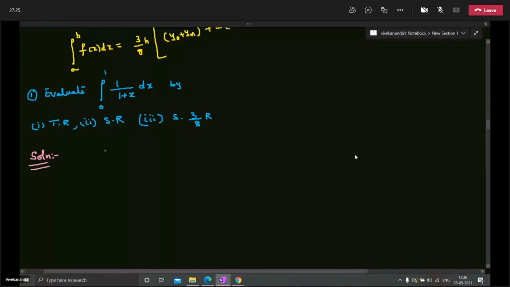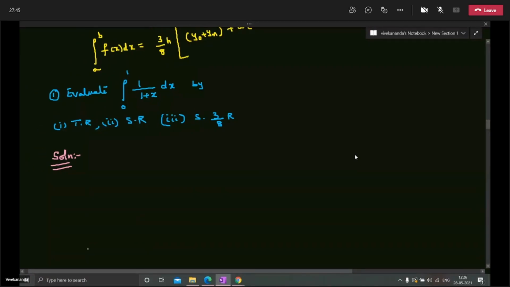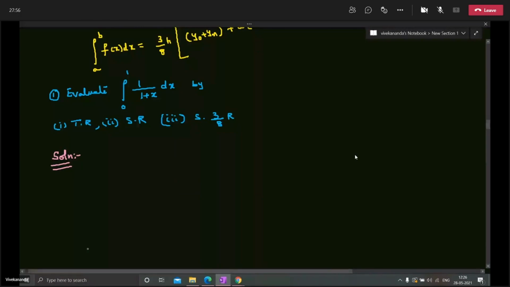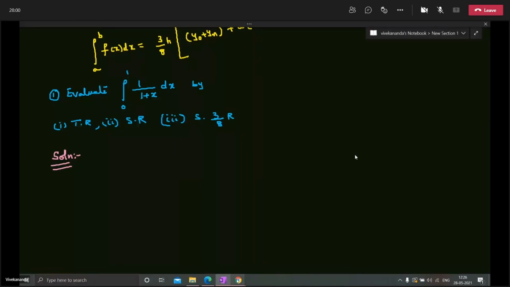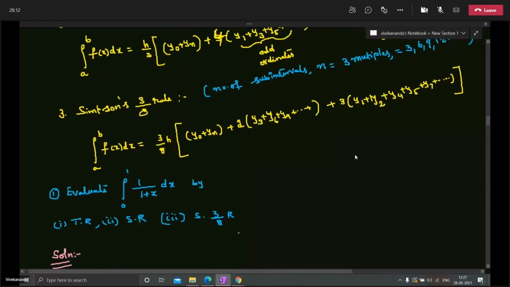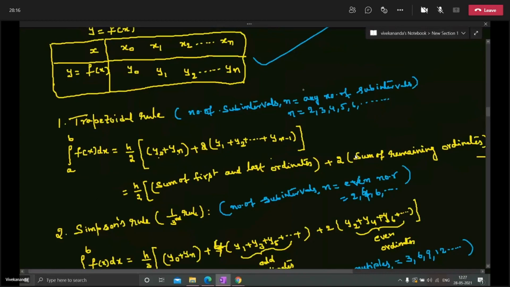So tell me, buddies, for the trapezoidal rule, how many subintervals do you require for applying the trapezoidal rule? How many subintervals? Hello, anybody? I told you the rule earlier, didn't I? Only 53 students are there. For the trapezoidal rule, how many subintervals are required? See here. Hello.